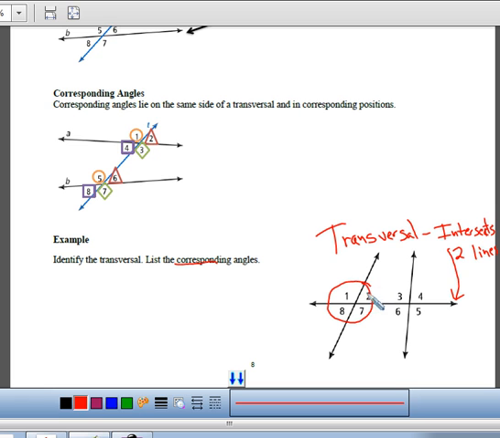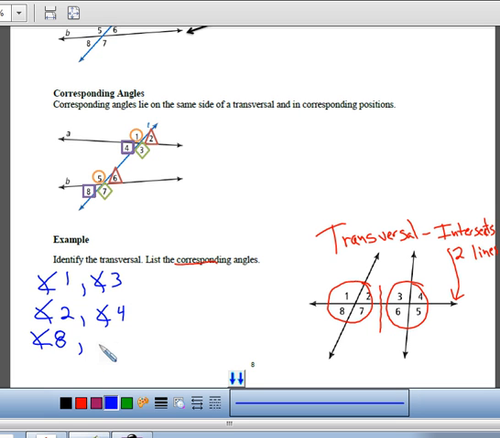Alright, so now list the corresponding angles. Again, think of cutting this. If we were to cut this transversal here, pick up this group of angles and drop it on top of this group of angles, what angles are going to be on top of each other? So angle 1 is going to be on top of angle 3. Angle 2 is going to be on top of angle 4. Angle 8 is going to be on top of angle 6. And angle 7 is going to be on top of angle 5.